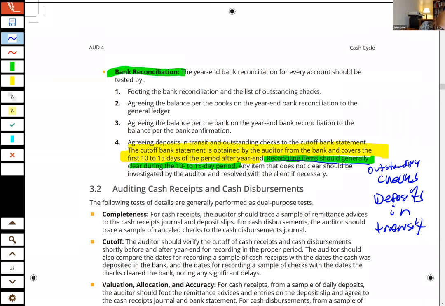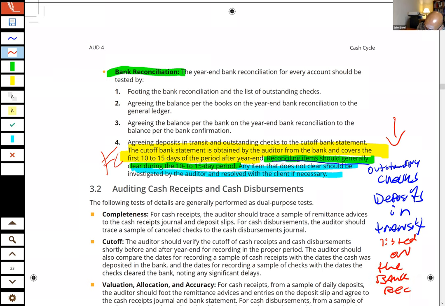And if it doesn't clear, what happened? You said you had an outstanding check, what happened? So that is an important function for that bank cutoff statement, as well as preparing the transfer schedule that we have already talked about. So just go ahead and flashcard that information, including what I wrote over here, what the reconciling items are: outstanding checks, deposits in transit, listed on the bank rec. That's your client prepares a bank reconciliation, and then you're checking to see that those things clear.